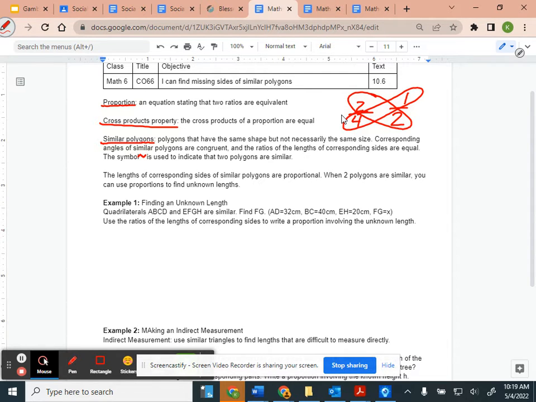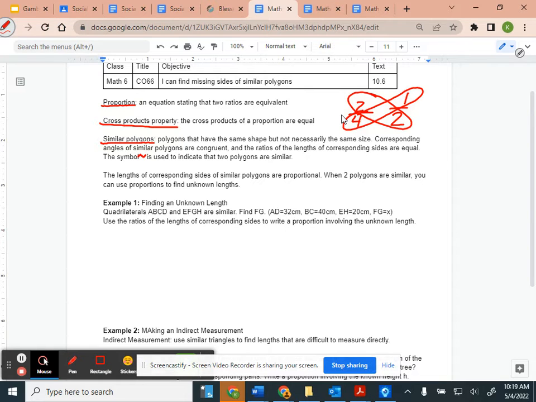So the lengths of corresponding sides of similar polygons are proportional. What we talked about yesterday, that scale factor, that ratio is the same. When two polygons are similar, you can use proportions to find unknown lengths. So let's see how we do that using that cross products property.